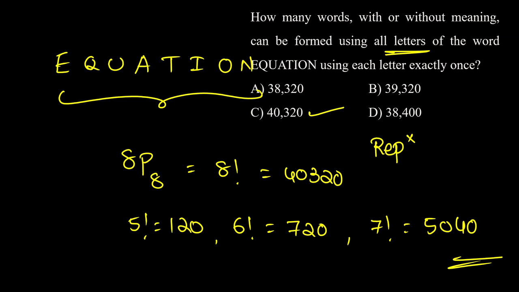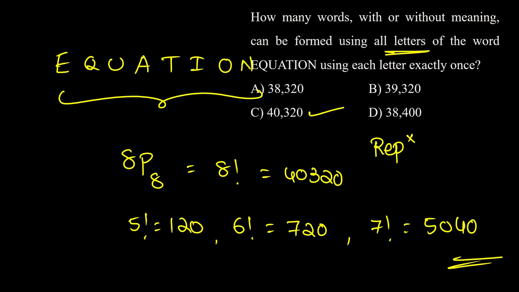Yes? 5 into 7 factorial, because the first slot is a vowel. How many vowels are available here? 5 vowels, so 5 into 7 factorial, since there are then 7 places and 7 letters. The first letter should be a vowel. Fill the condition first.